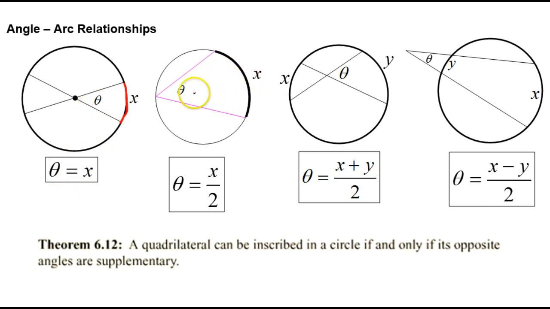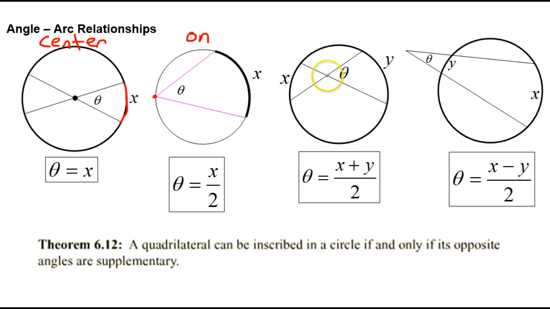On the other hand, when you have an angle whose vertex is on the circle, in fact, let me label all these. When the vertex was at the center, the angle and the arc were equal. When the vertex is on the circle, this is called inscribed, and then the angle is half the arc. Or you could say that the arc is double the angle.